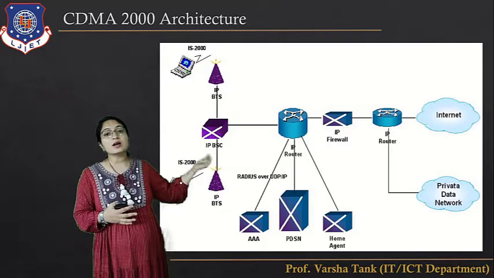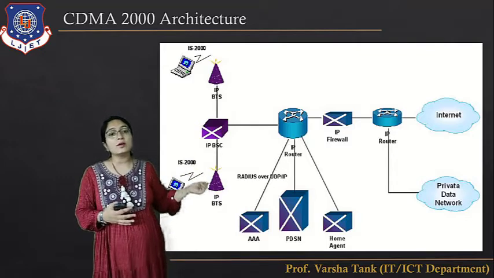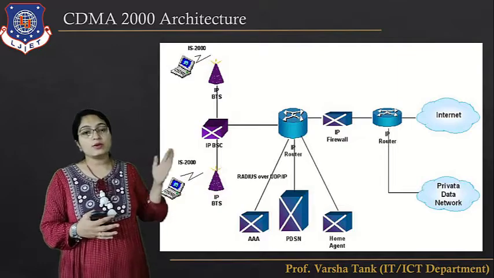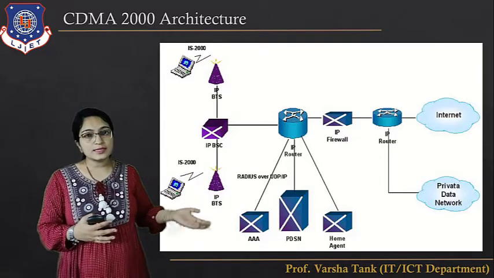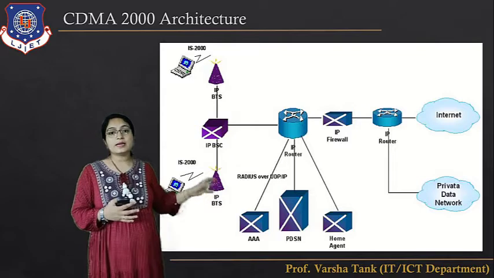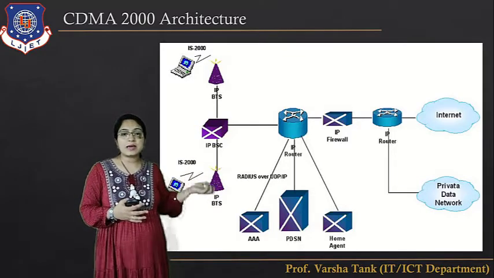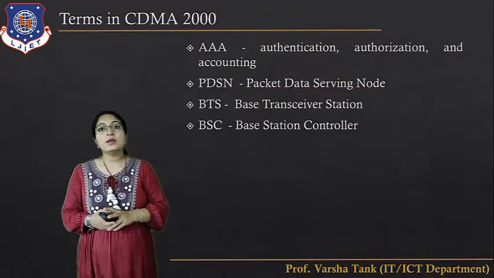And if any data comes from a different internet or a different network, then this router will send it to the firewall. The firewall passes it if no virus and no unauthorized access is there, and then it will pass that data into the network. The rest of the things are the same as in the CDMA standard.